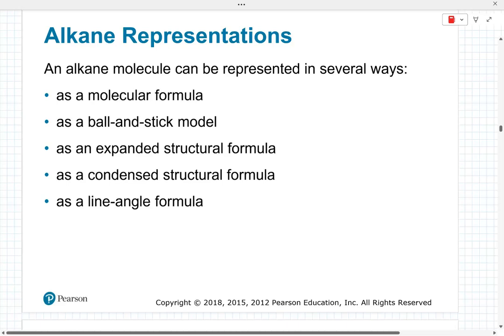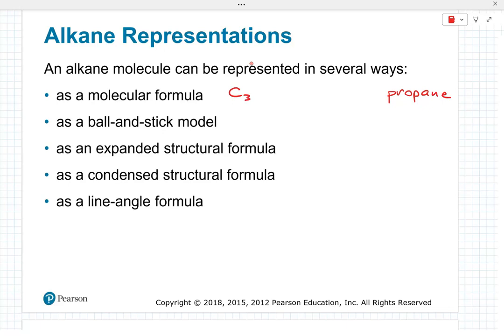So, I'm going to give an illustration. Alkane can be represented in several ways. Let's try to represent molecules of propane. So, how would you represent a molecular formula? Propane, 3 carbons, 8 hydrogens. Ball and stick, folks. I'm not the greatest artist, so if you don't mind, I'm going to use instead wedge dash. It's just easier for me to draw.